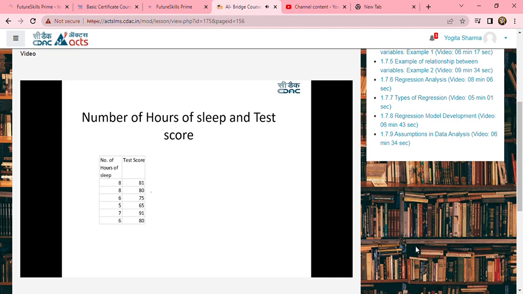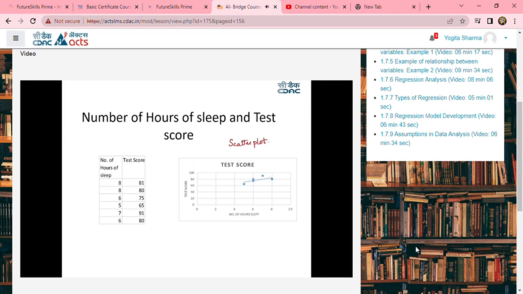Now we try to establish the relationship between these two variables and see what is the strength and direction of the relationship. In order to understand the direction of the relationship, we try to visualize the data and understand in which direction both variables are moving. To visualize the data for two variables, we use something called a scatter plot to establish the relationship between these two variables.